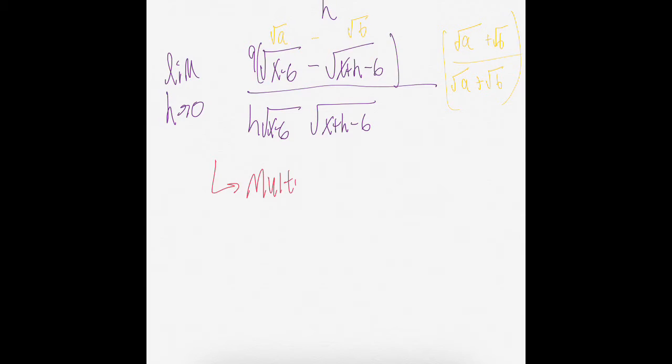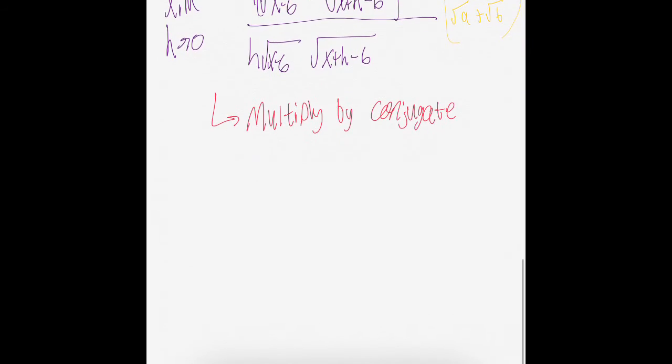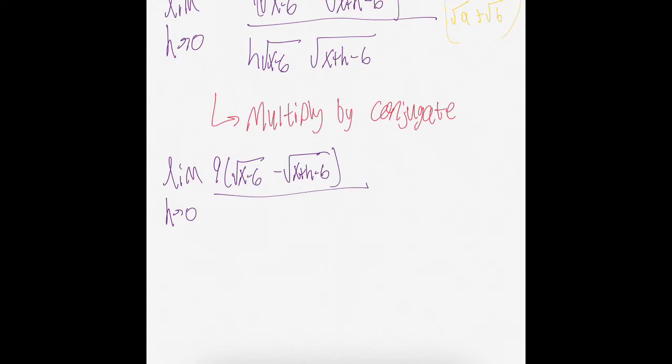So let me mark that, multiply by the conjugate. So that gives me, limit as h goes to 0, in my numerator, I've got 9 root x minus 6 minus root x plus h minus 6, over h root x minus 6 root x plus h minus 6.